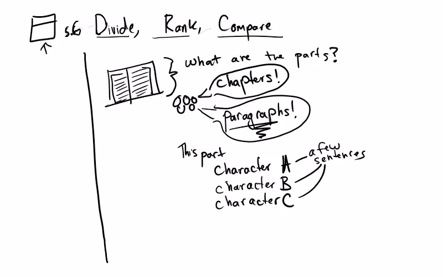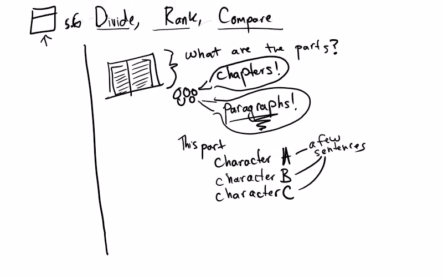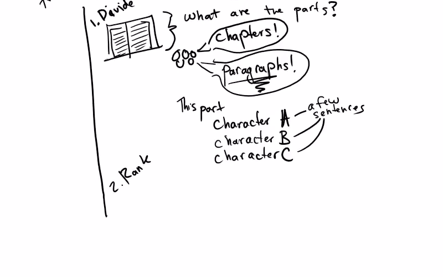So once you take your text and you figure out the parts, in this case, my example is characters, the next thing you do is you rank. So after you divide, step one, divide. Step two is rank. So you're like, okay, which one is most important? First place ribbon. If I do my reading, maybe I think character B is most important.